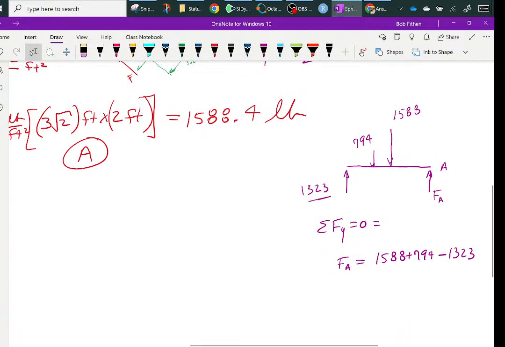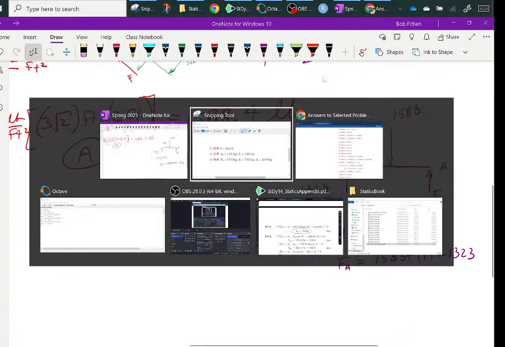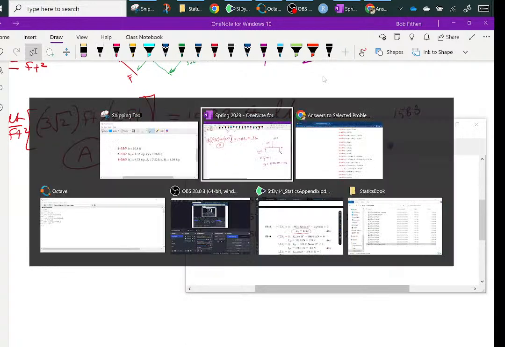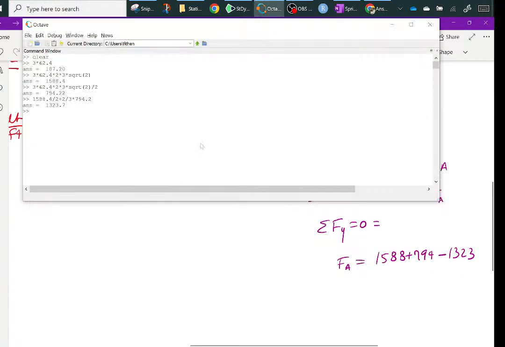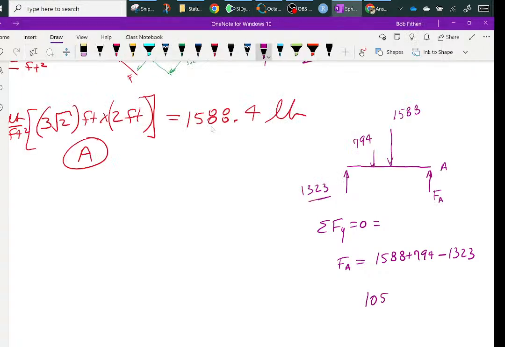I mean, I guess it really doesn't matter. Well, that's not what I'm looking for. Where is the, there we go. Well, now I can't see that. Okay, that. Oh, man, 1588. And I'm just going to drop some digits. 794 minus 1323. We got 1059. That's the FA.